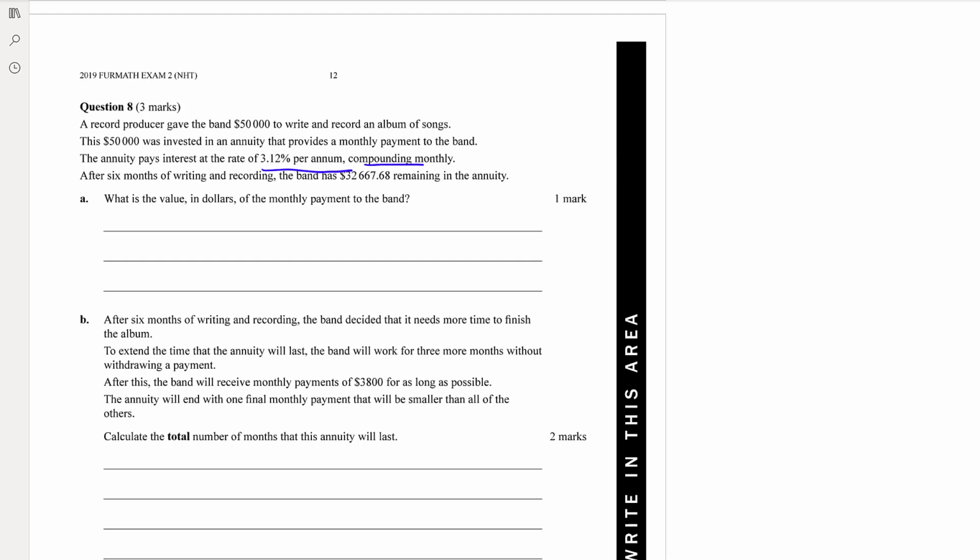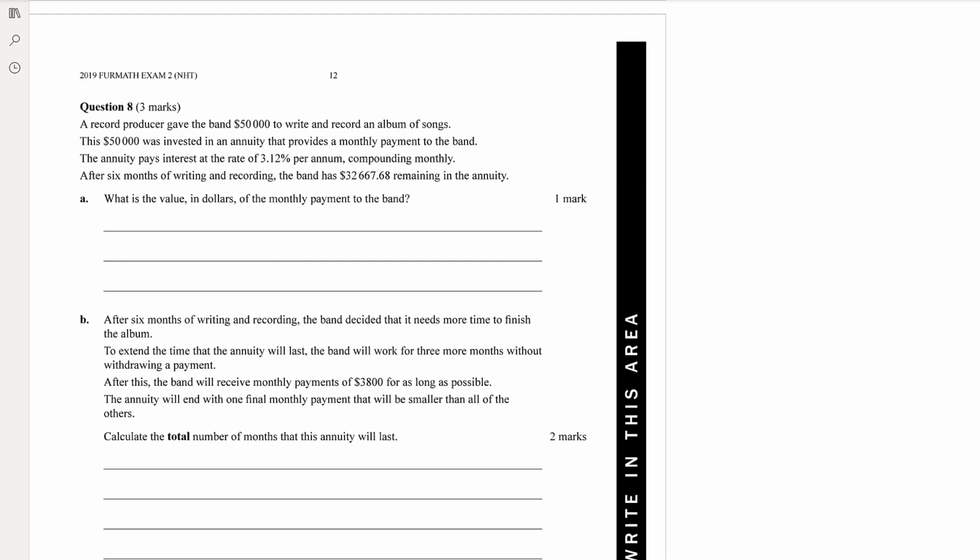And that's going to be compounding monthly. But as that earned interest comes in, you actually then pay money out. So overall, over time, that money will slowly decrease. Okay, so it says here, after 6 months of writing and recording, the band has $32,667.68 remaining in your annuity.